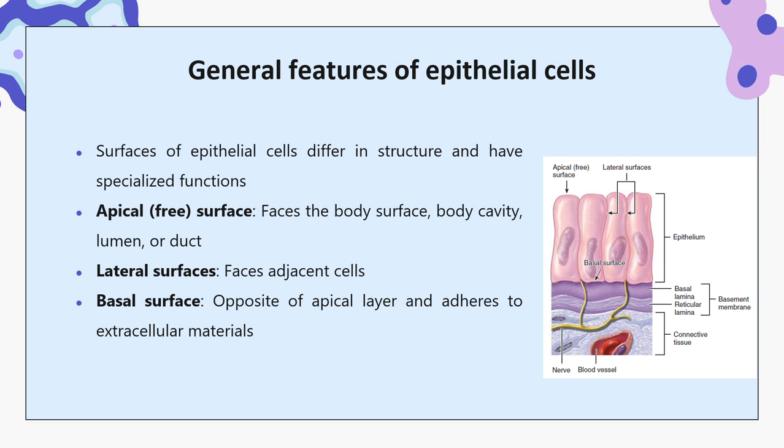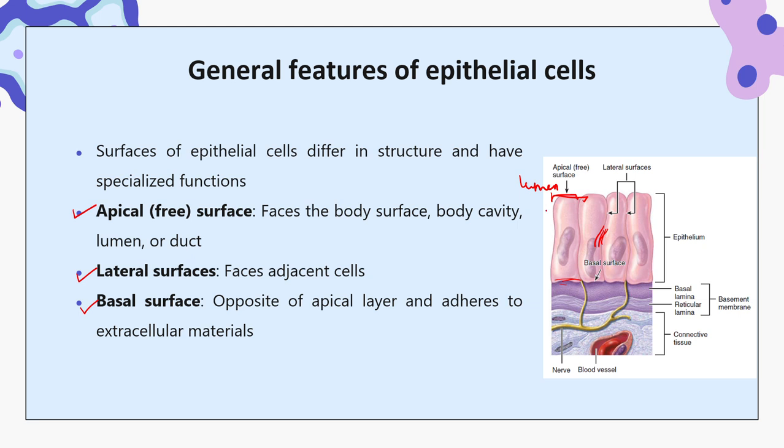Okay, so the general features of epithelial tissue. This epithelial tissue is divided into the apical surface, lateral surface and basal surface. You can see in the diagram, the apical surface means the surface of the tissue cells which is present towards the lumen. Then the lateral surface means the surface which is present between the adjacent cells of the epithelial tissue. Then the next surface is the basal surface. The basal surface is present between the cell and the basement membrane.